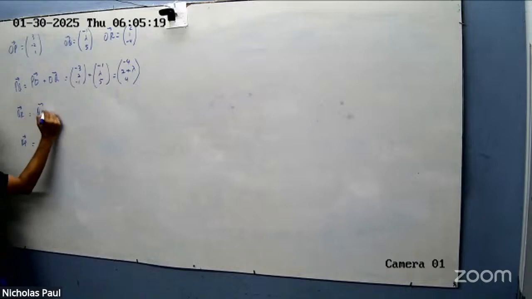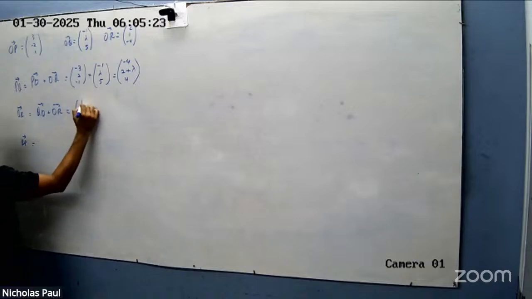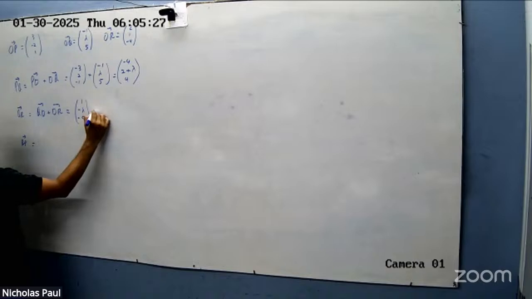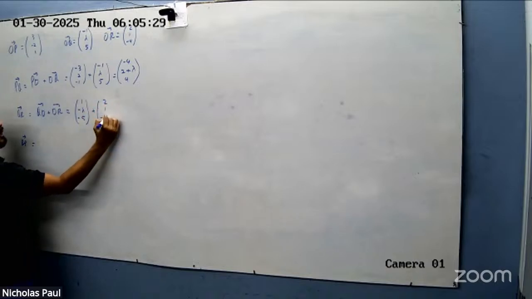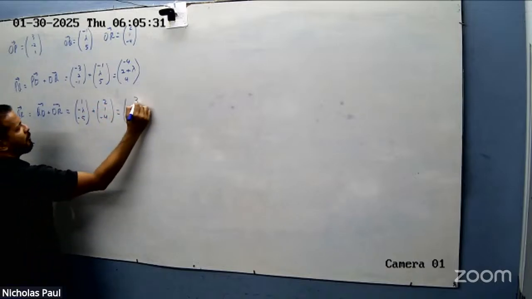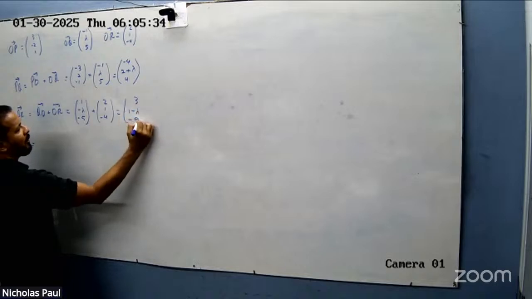QR will be QO plus OR. QO is 1 minus lambda, minus 5. OR is 2, 1, minus 4. So this will be 3, 1 minus lambda, minus 9.